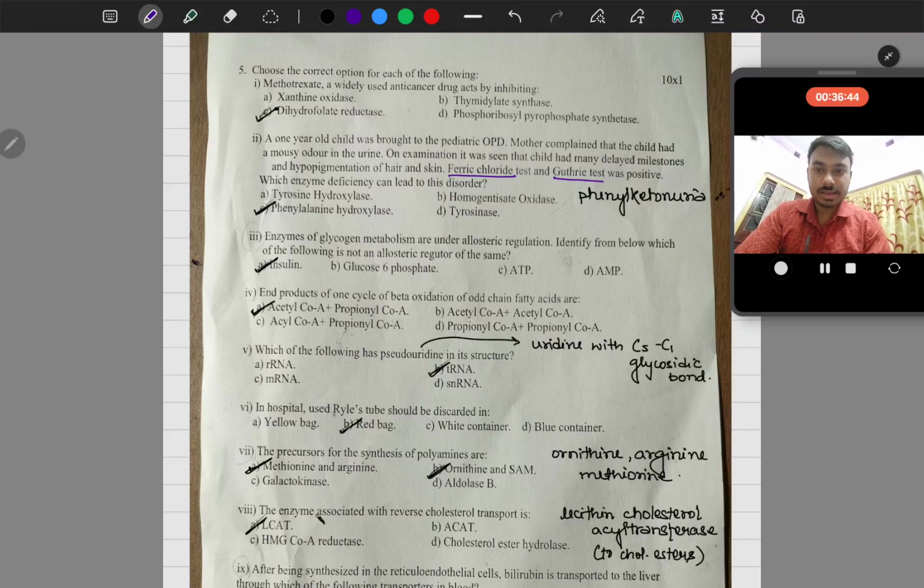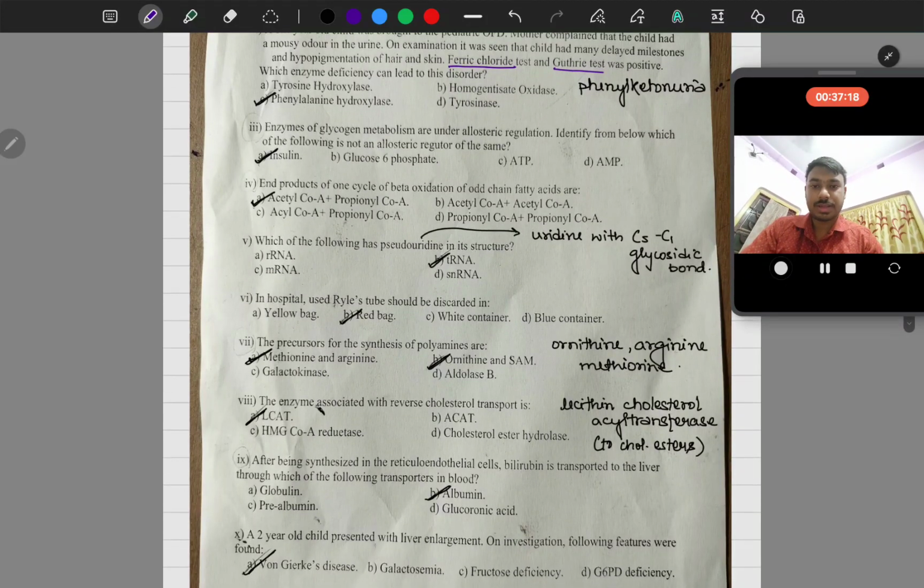Now the next question is: enzymes of glycogen metabolism are under allosteric regulation. Identify from below which of the following is not an allosteric regulator of the same. Insulin is the answer. Insulin is not an allosteric regulator. Next question: end products of one cycle of beta oxidation of odd chain fatty acids are. The answer is acetyl CoA and propionyl CoA.